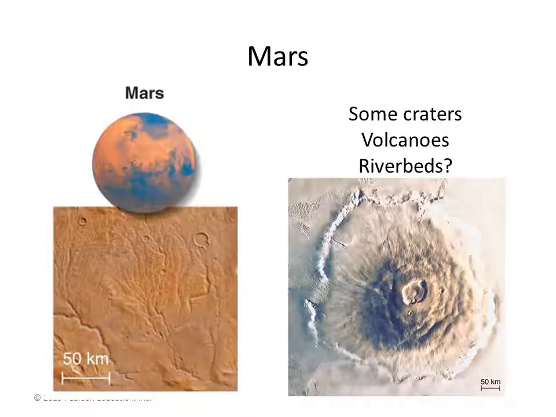And of course Mars, outside our orbit, but still a terrestrial planet, has some craters. It appears to have some riverbeds, as you can see on the close-up on the left, and what we think is the largest volcano in our solar system over on the right.